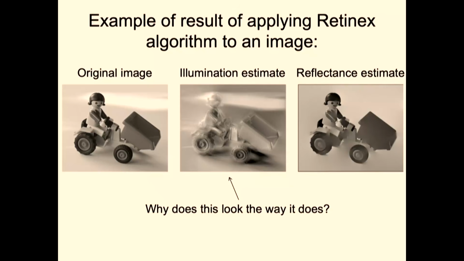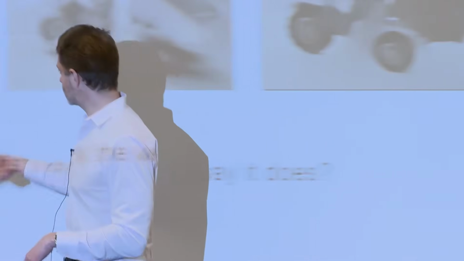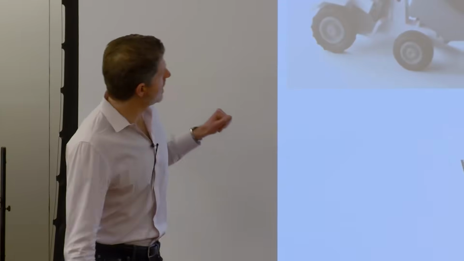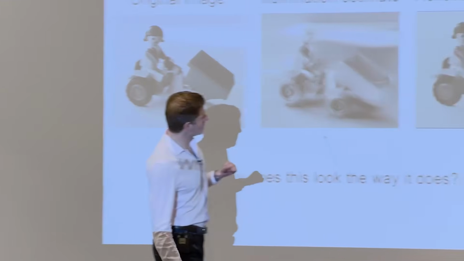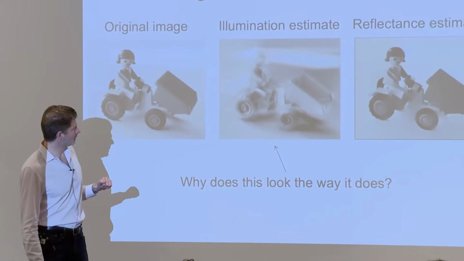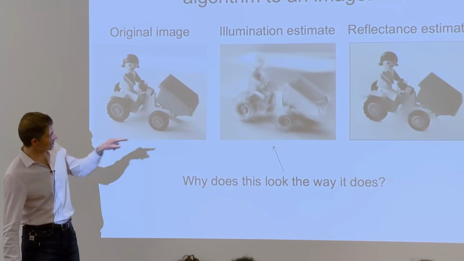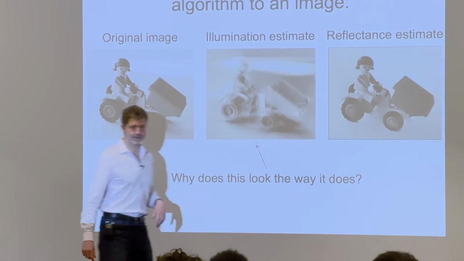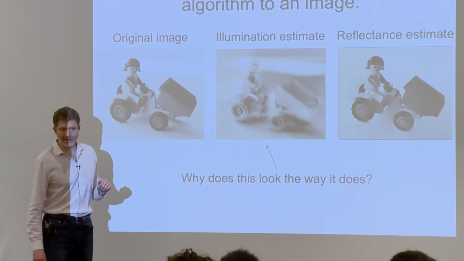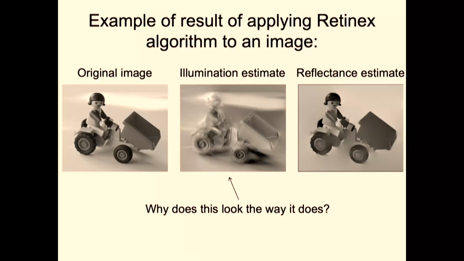And this gets at the question that was asked earlier of the extent to which these assumptions that are embodied in the algorithm are really accurate. So here we have an image. This is just taken of a toy in the world. You can apply the Retinex algorithm, and it outputs an illumination estimate and a reflectance estimate. The reflectance estimate looks pretty reasonable. The tires are dark, and the hair is dark, and the bucket is pretty dark, and the shirt is lighter, the background is lighter. It looks okay. The illumination estimate, on the other hand, looks pretty funny.